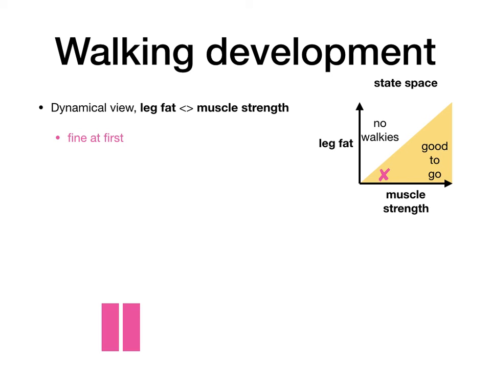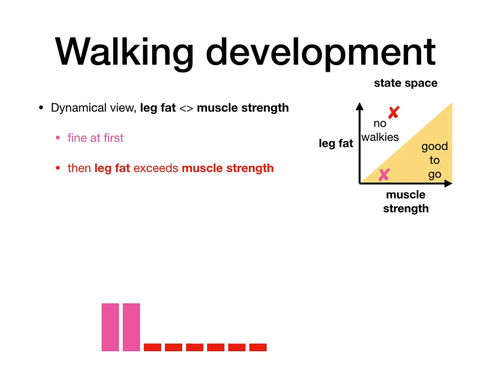So very young babies, they pitter patter, right? And you can see the X there on the right. It's sort of this space of good behavior, that you're good to start the walkies, right? Versus if the leg fat eclipses the muscle strength, no more walkies will occur. So this is the first scenario.